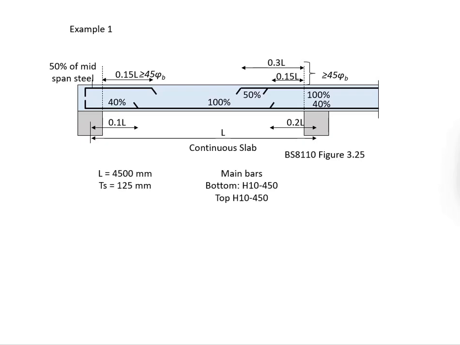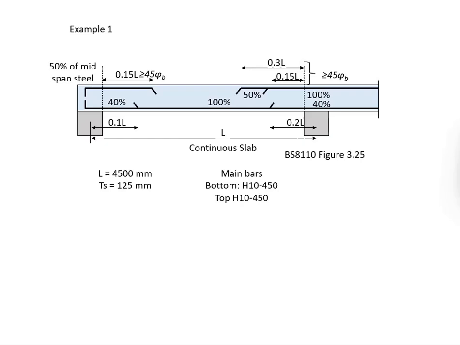Hi, previously we talked about some examples doing the curtailments of reinforcement bar using the simplified rules for simply supported slab. Today we're going to try another example doing the curtailments of reinforcement bar. This time we'll deal with the continuous slab.